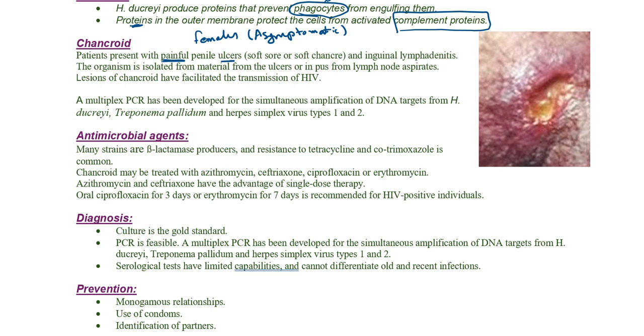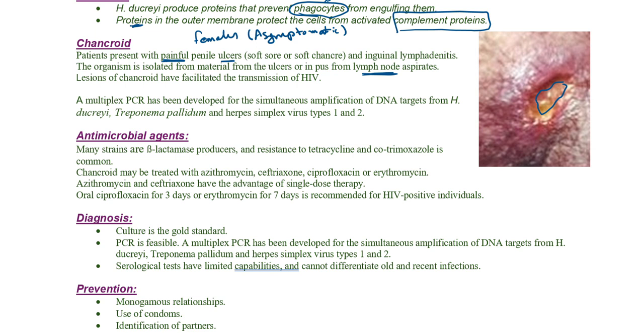The organism is isolated from material from the ulcers or in pus from lymph node aspirates. So when you try to isolate the organism, take your scrapes from the base of the ulcer, from this necrotic material, or aspirate the lymph node to obtain the organism.